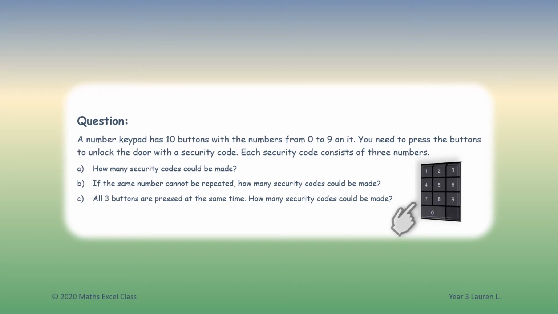B. If the same number cannot be repeated, how many security codes could be made? C. All 3 buttons are pressed at the same time. How many security codes could be made?